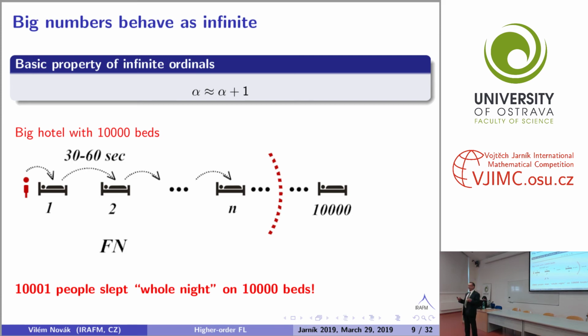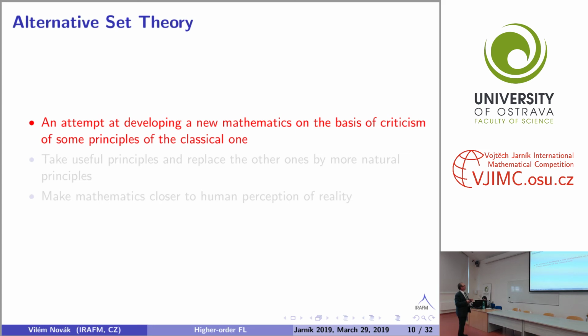It is somehow different. It is not as strict as you have heard before, but really this demonstrates that sufficiently big numbers behave as if infinite, and we don't need to go to such huge, unimaginable numbers as I presented in my previous slide. So the alternative set theory is an attempt at developing a new mathematics on the basis of criticism of some principles of the classical one. The main criticism is focused on the cardinality theory.